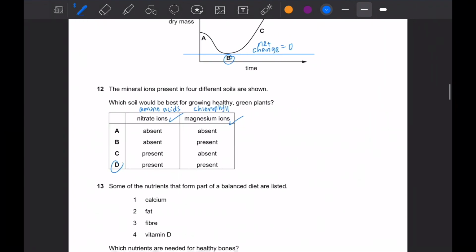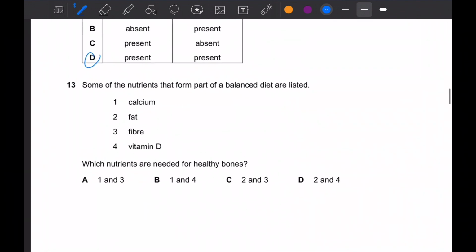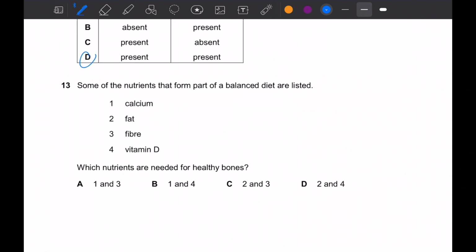Next question. Some of the nutrients that form part of a balanced diet are listed. Which nutrients are needed for healthy bones? That would be calcium and vitamin D. Vitamin D helps with absorbing calcium. So the answer is 1 and 4, which is B.